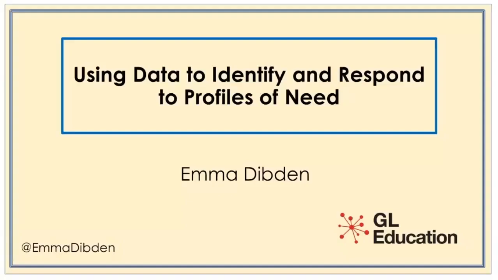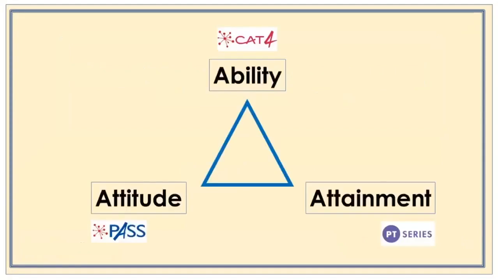So I'm going to be looking at how we use data to identify and respond to profiles of needs. When I put my tweet out yesterday, I said context is king, and I hope that's going to be a very strong thread throughout what I share with you today. And perhaps I'll start then with data that we use across all our cohorts, and maybe the case for you too, where we're looking at what we refer to as our AAA data: ability, attainment, and aptitude.